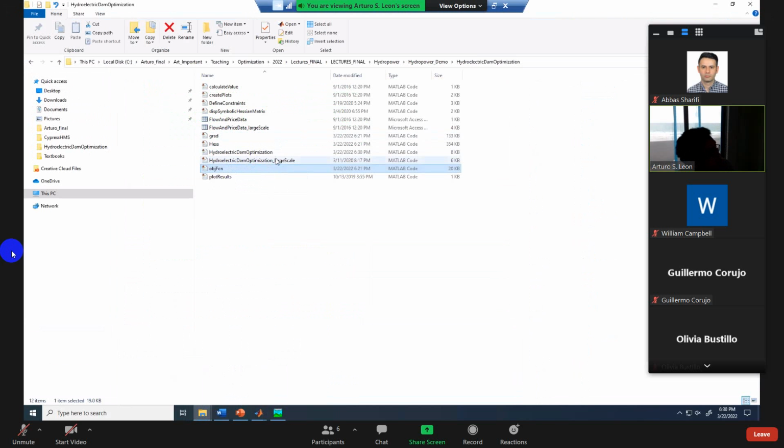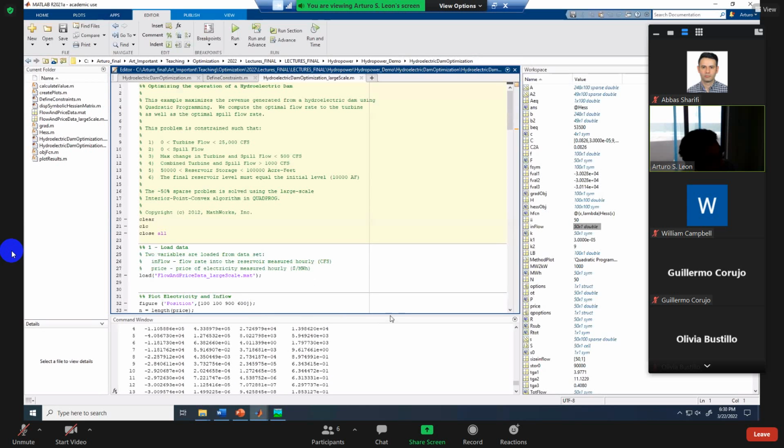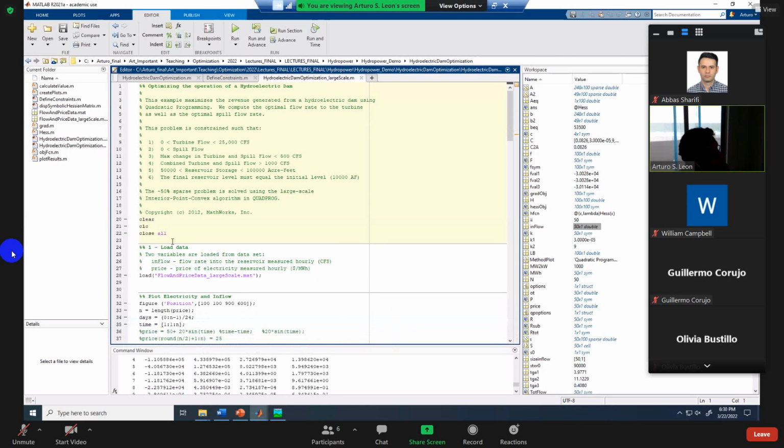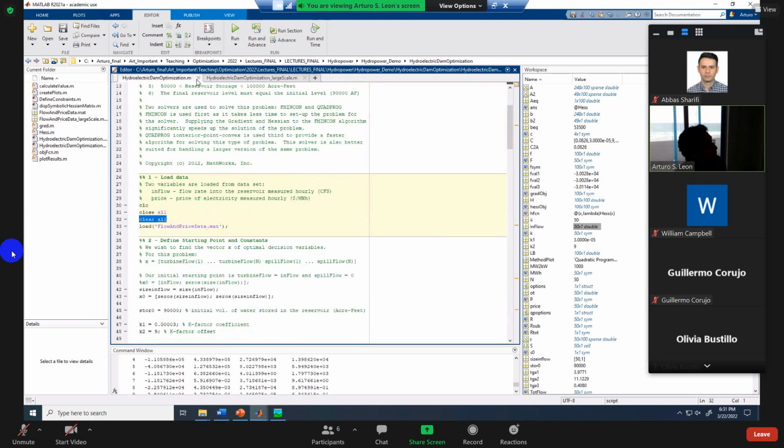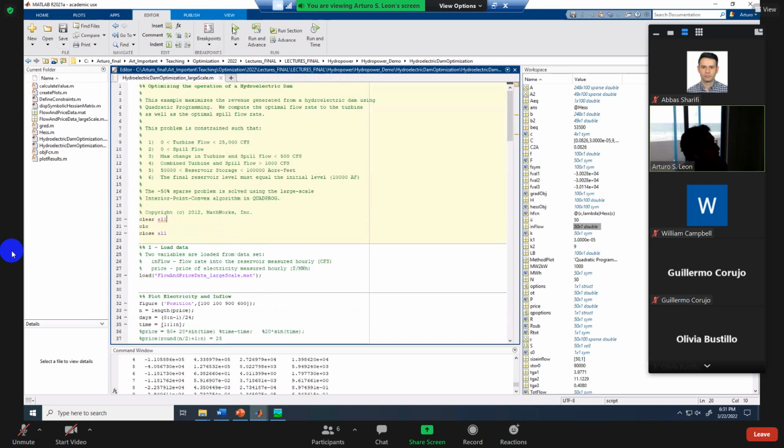hydroelectric dam optimization large scale. So this is an application for a large scale with a period of 2 weeks. So here, guys, now we put clear all. Okay. So, guys, let's run the model now. This is the model. Then, guys, we are going to run this model.